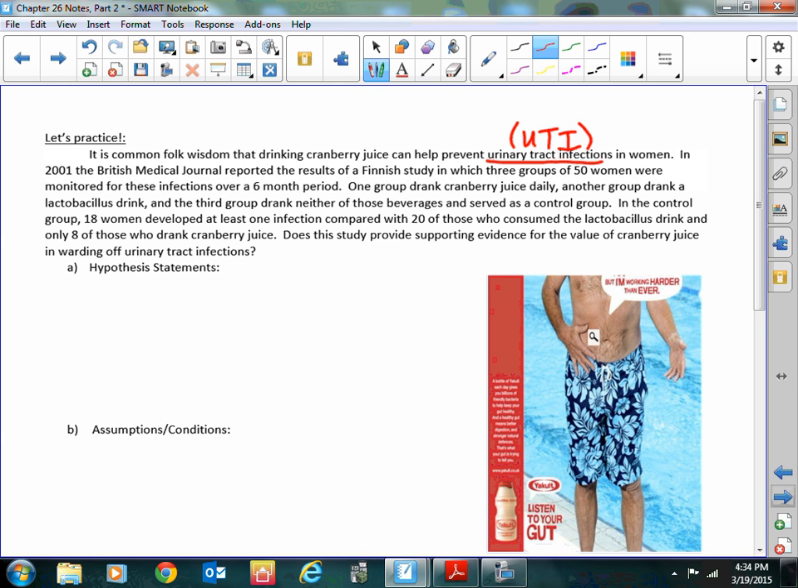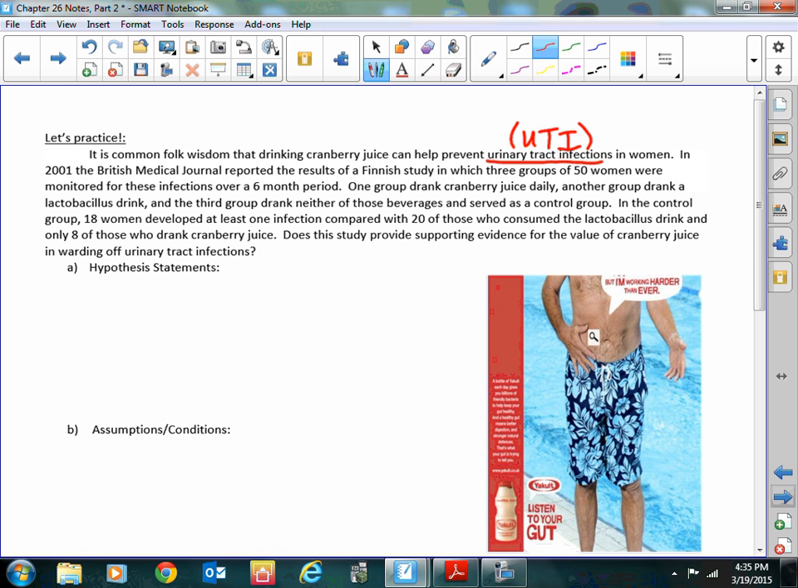50 women were monitored for these infections over a 6-month period. One group drank cranberry juice daily, another group drank lactobacillus daily, and the third group drank neither of those beverages and served as the control group. And so now they're listing the results, the numbers that came out of it. In the control, 18 women had at least 1 infection, 20 in the lactobacillus group had at least 1 infection, and only 8 in the cranberry juice group had at least 1 infection.